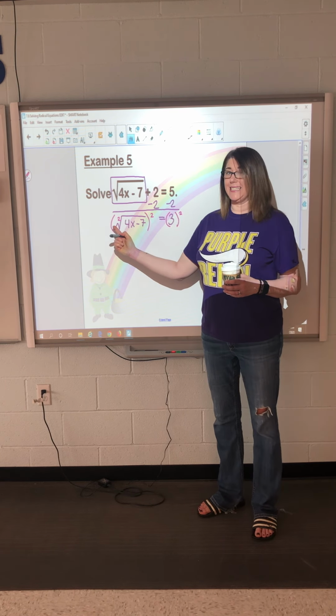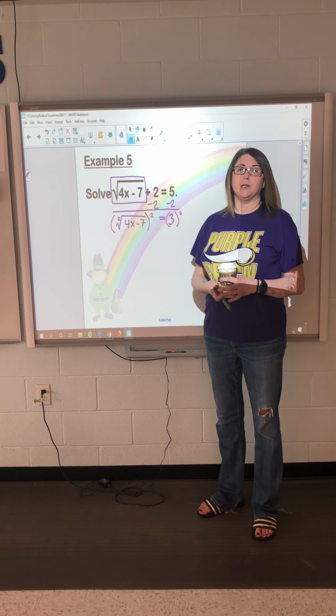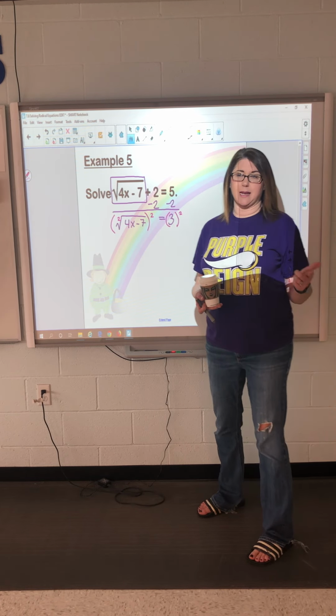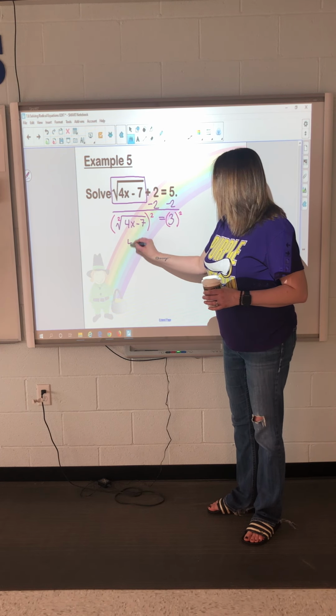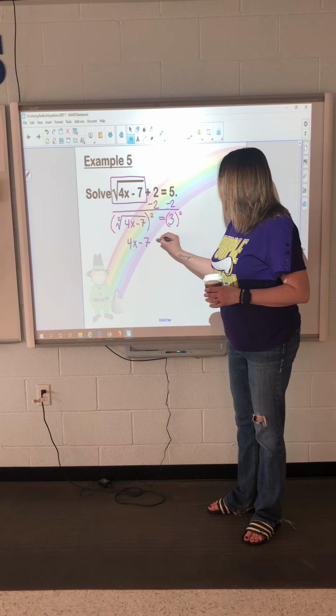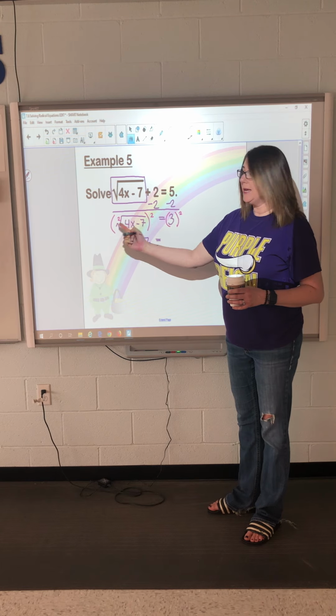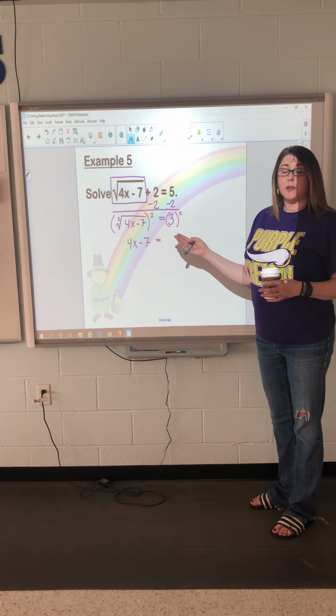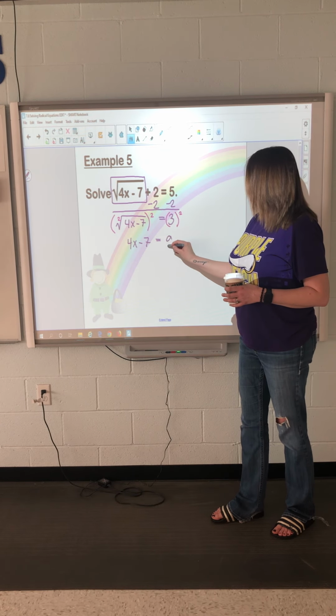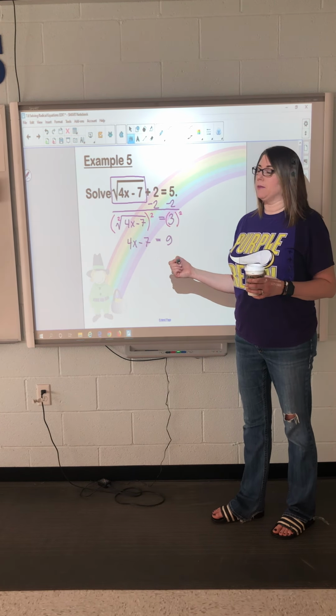Again, whatever the index is going to tell you what you need to raise both sides to in order to get rid of that index. So over here, we're going to be left with a 4x minus 7. We no longer have a radical because the square root and the squared have canceled each other out. On the other side, 3 squared turns into a 9. And now I have a really easy problem to solve.